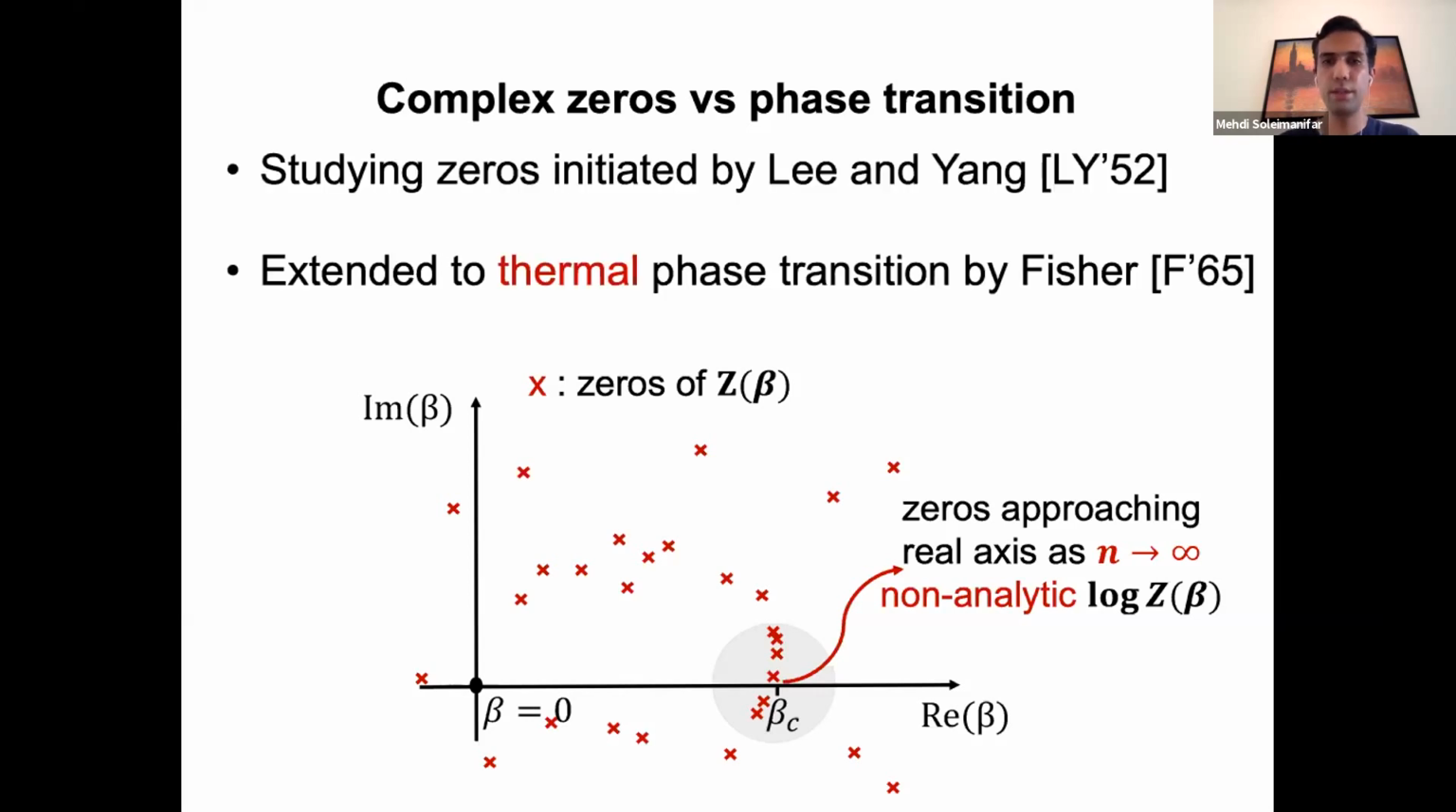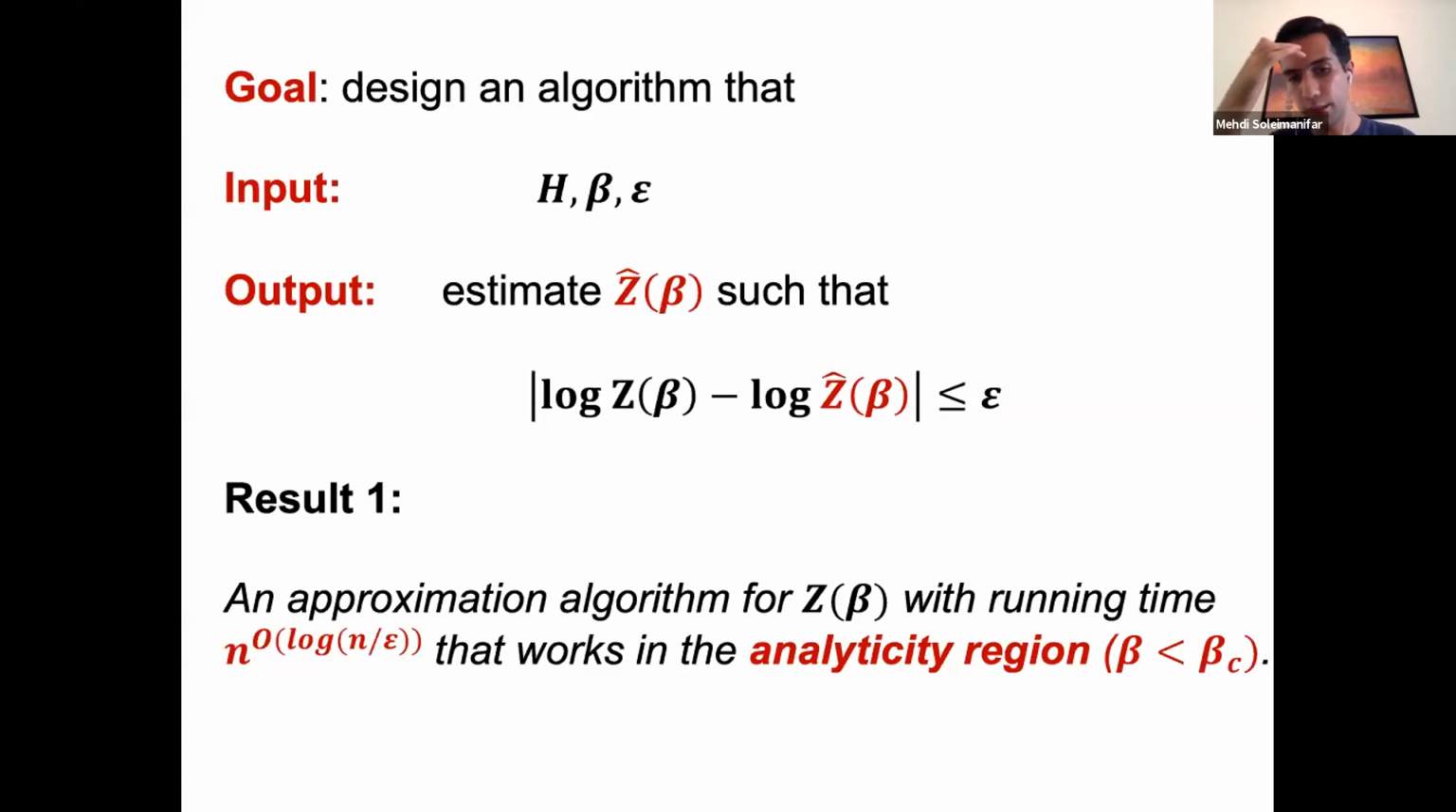Studying these zeros was initiated by Lee and Yang in a slightly different context, and then extended to this setup of thermal phase transition by Fisher. So our first result shows that as long as you want to evaluate the partition function at a beta which is less than this critical point, meaning it's in what's called the analyticity region, then there is a quasi-polynomial algorithm for approximating it.